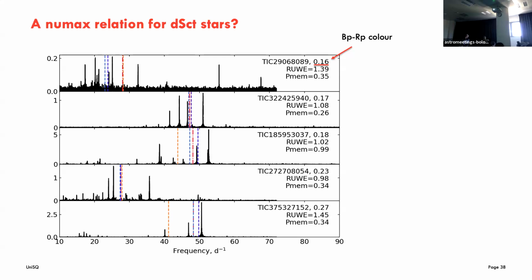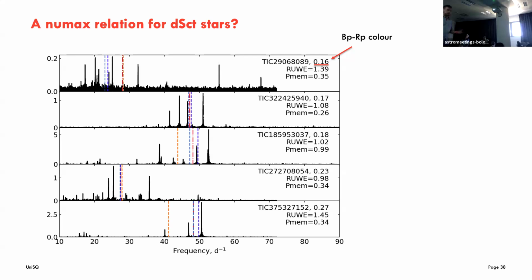What I'm plotting here are 5 stars that are in the association. They're plotted in color order, so the number in the top right in each box is the BP minus RP color from Gaia. So these are in increasing color order, and so you might expect their pulsation frequencies to be decreasing as you go down the diagram, but there does not appear to be a simple correlation here. Maybe we can do a bit better and we can actually quantify that.